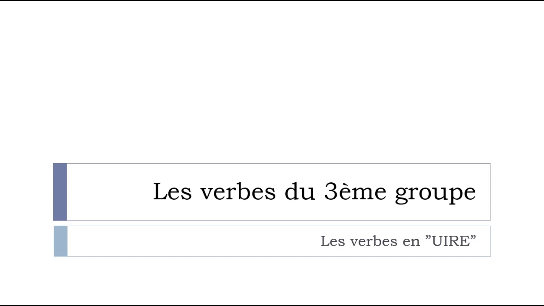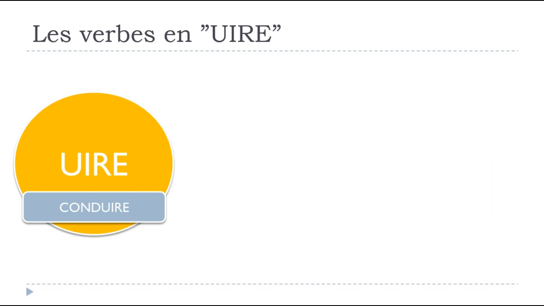Les verbes du troisième groupe, and we'll see together more precisely how to conjugate the verbs that end with U-I-R-E, uire. Okay, so let's start now. Uire, and the verb I think that could represent this category is conduire. Conduire means to drive or conduct. Okay, and so let's see how you will conjugate this verb.